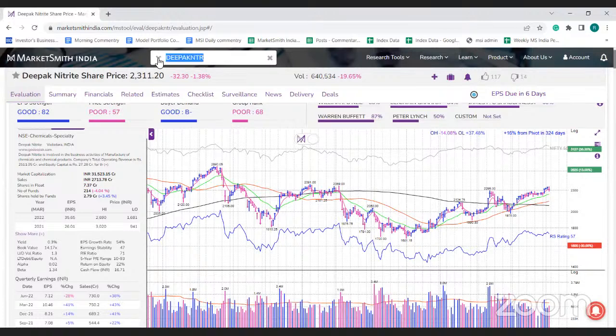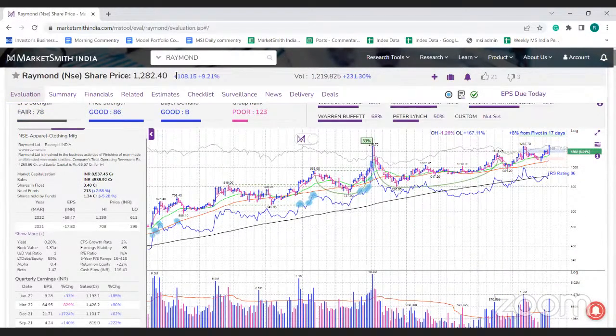So there was one query on Raymond. It reported its result today, and it was a very good set of numbers. I think the PAT, the revenue, the growth was excellent. And yes, it gave a very good breakout, but it's a stage 4 base. Again, the high stage bases are not ideally good.